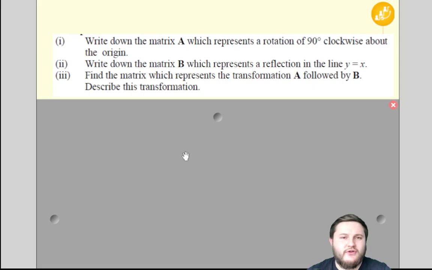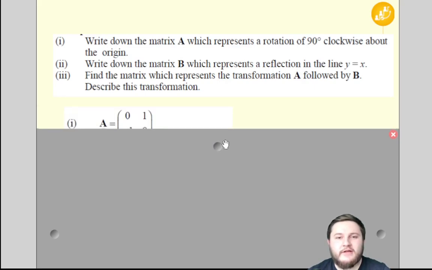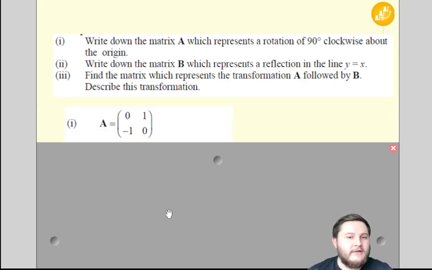Okay then, so this first part: write down the matrix A, which represents a rotation 90 degrees clockwise about the origin. Well, that's going to be 0, 1, negative 1, 0. Right? That's just what it is. You could either remember it or you could do the method that I did last time and try and work it out. Matrix B, the reflection in y equals x, well, the x and y coordinates flip over basically.